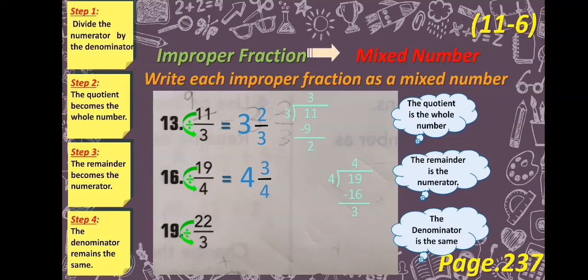Number 19, 22 over 3. Let's divide 22 by 3 equals 7. 3 times 7 equals 21. Let's subtract: 22 minus 21 equals 1. Our whole number will be 7, the remainder is our numerator, and the denominator stays the same. So the answer will be 7 and 1 over 3.